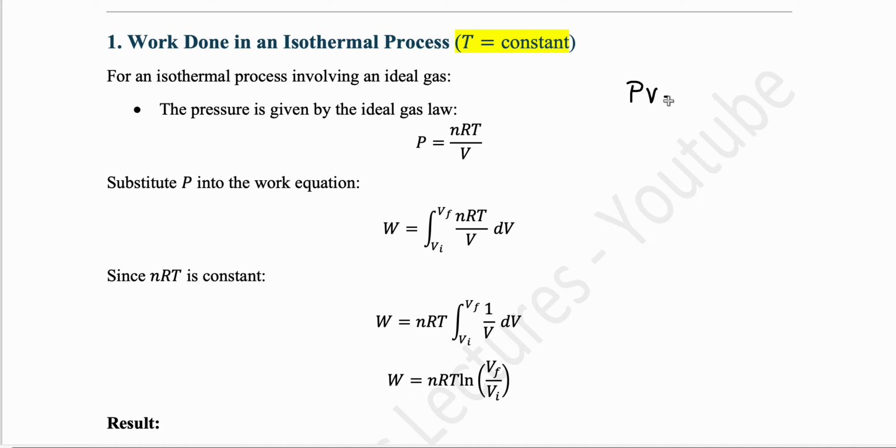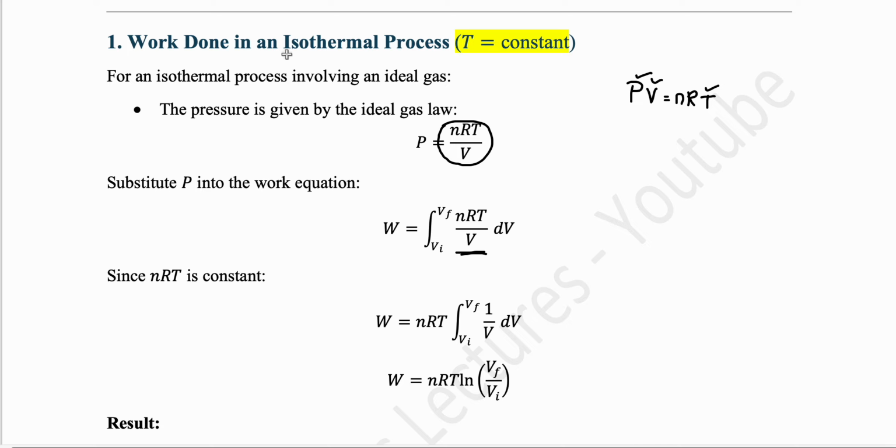PV, that means pressure into volume, is equal to nRT. Here n is the number of moles, R is the molar gas constant, T is the temperature, P is the pressure, and V is the volume. So you see that pressure and volume are connected. From here I can say pressure is equal to nRT divided by V. So in the above relation I can replace the pressure with this relation.